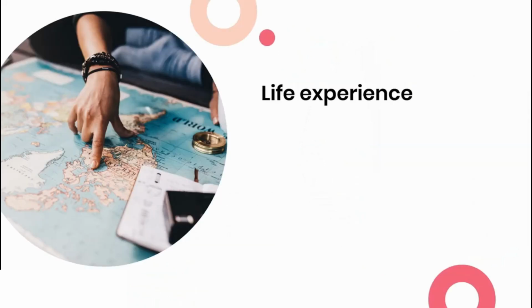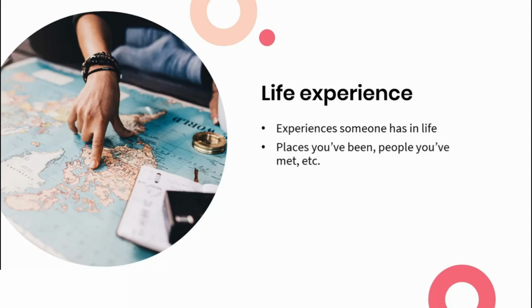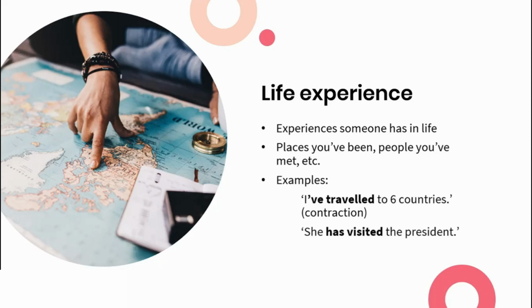The next instance in which you can use the present perfect tense is when you talk about life experience. In other words, experiences someone has in life. These experiences can include places you've been, people you've met, and so on. For example, I've traveled to 6 countries. She has visited the president.